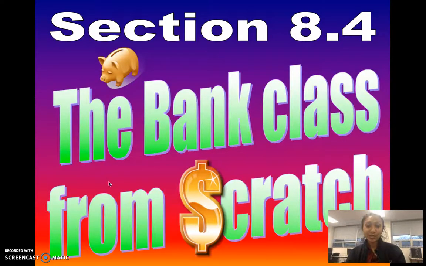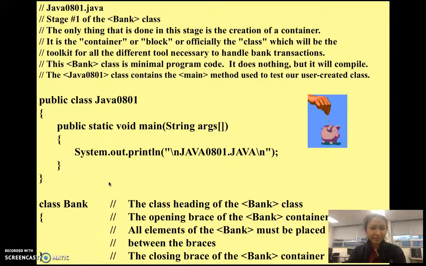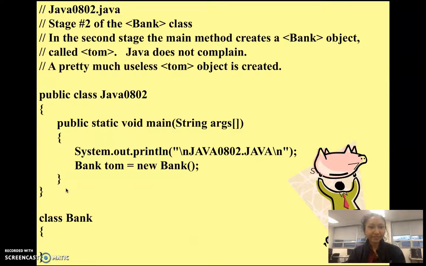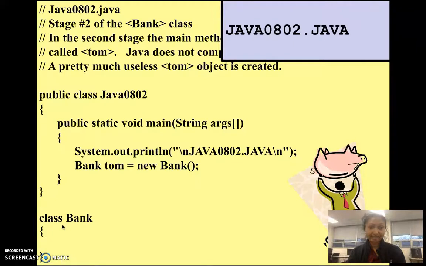The bank class from scratch. Okay, you guys have already seen this bank class before, but now they're trying to show you how they wrote this bank class. Again, this is our public class, that's Java, and this is our main file, right? And then we have class Bank, which here is completely empty. Okay, so this is in the same Java file, and it's empty. Then we move on. What do they do now? Here they make an object of this Bank class, okay? But nothing is happening in the Bank class, so it is not going to do anything.